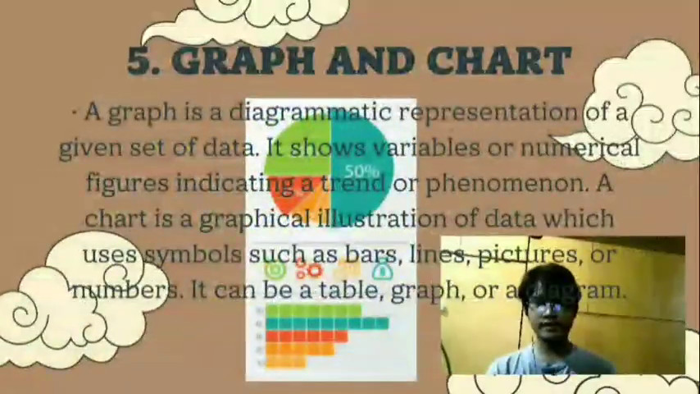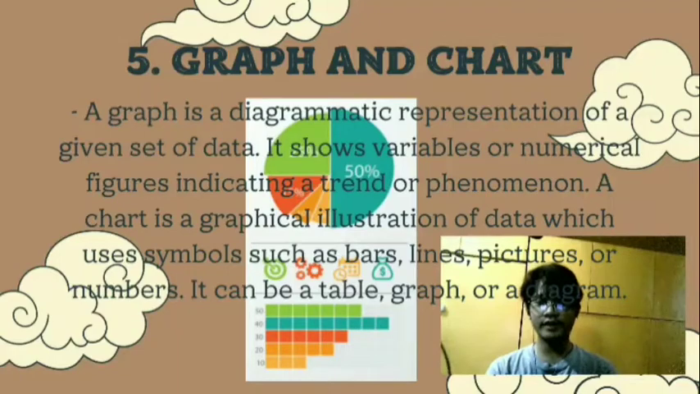Number five is graph and chart. A graph is a diagrammatic representation of a given set of data. It shows variables or numerical figures indicating a trend or phenomenon. A chart is a graphical illustration of data which uses symbols such as bars, lines, pictures, or numbers. It can be a table, graph, or a diagram. Graph and chart are used in statistics when there's a computation like that.